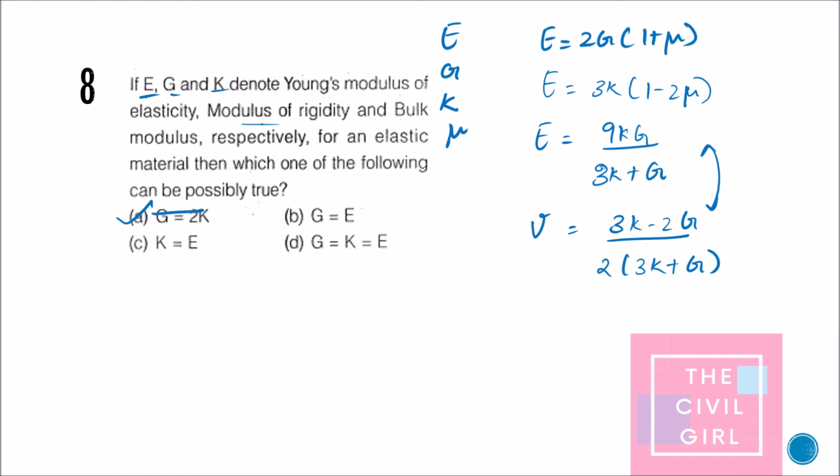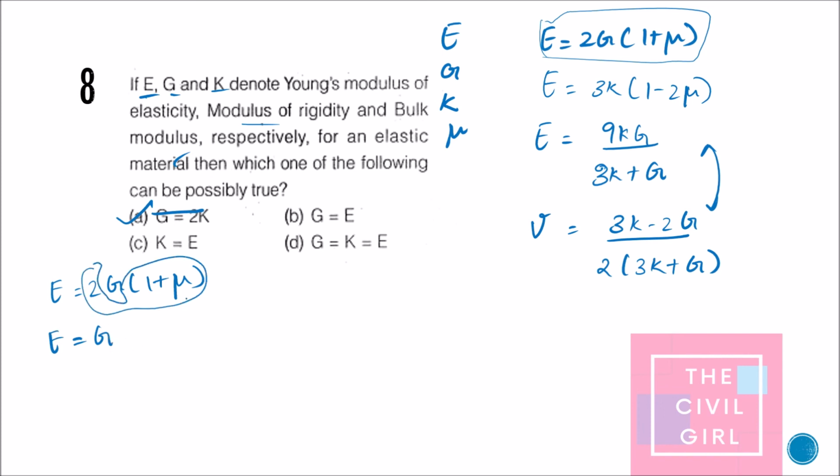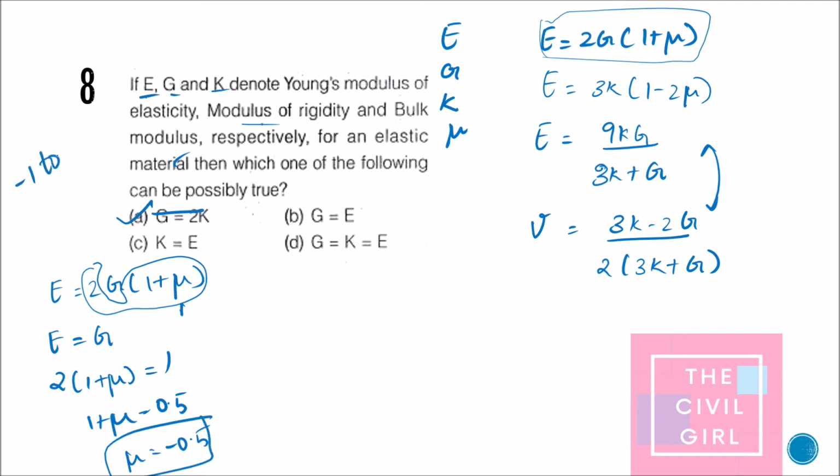Going to the next option, G is equal to E. Let me take this relation. If E should be equal to G, then this term should be equal to 1. Let us see if this can be equal to 1. This means 2 into (1 plus nu) should be equal to 1. And we know that nu, that is Poisson's ratio, can take values from -1 to 0.5. Therefore, this is possible. So option B is possible.